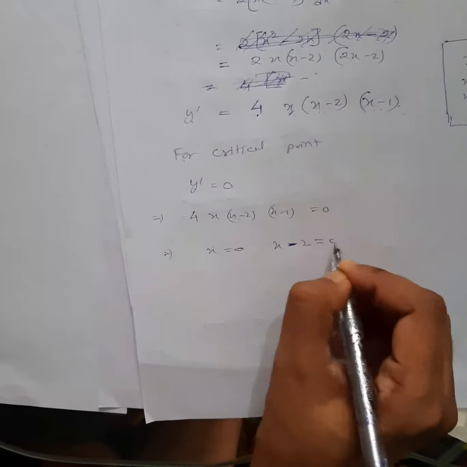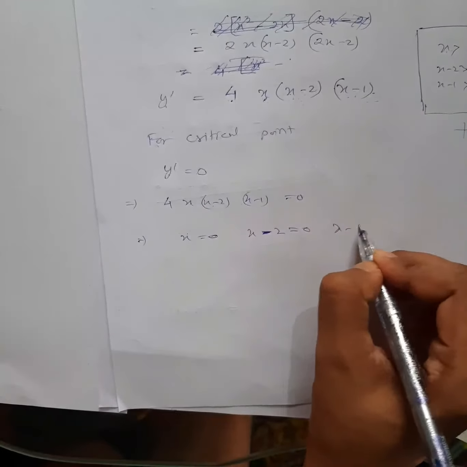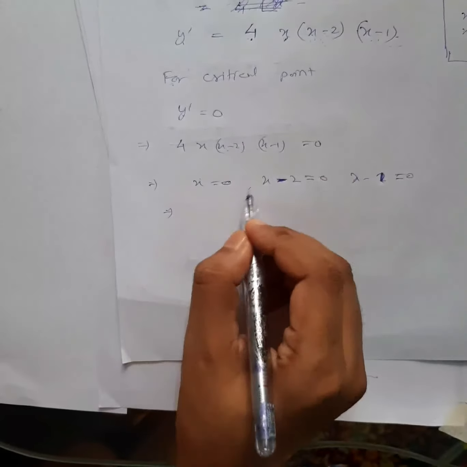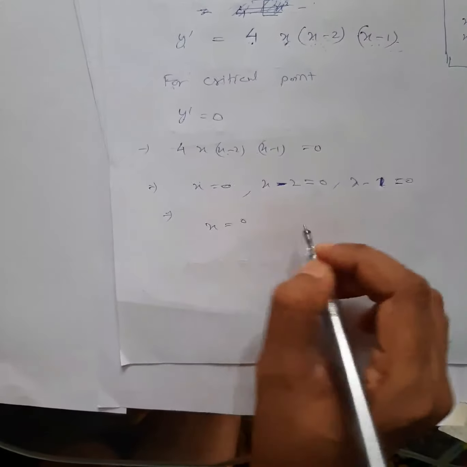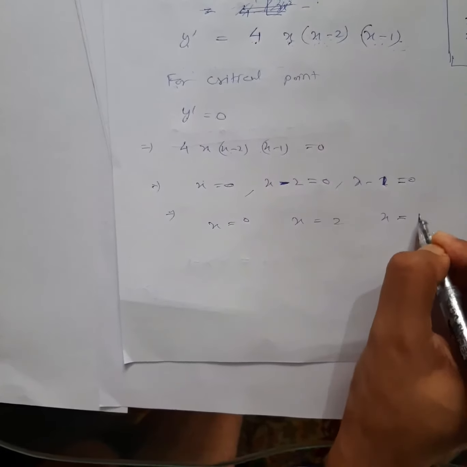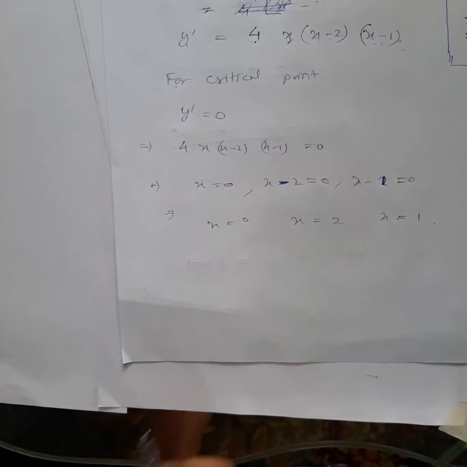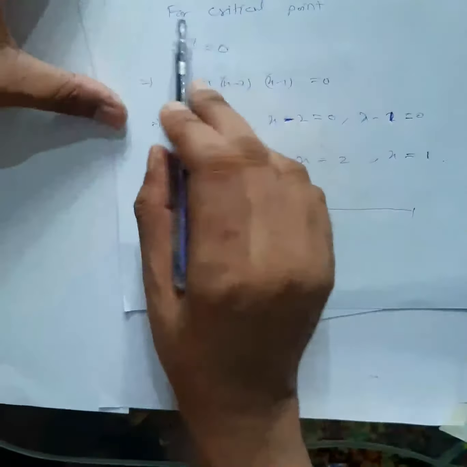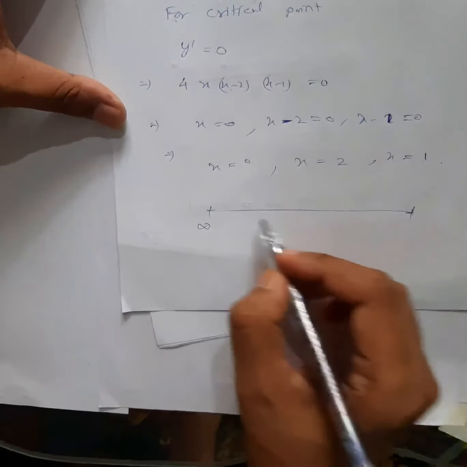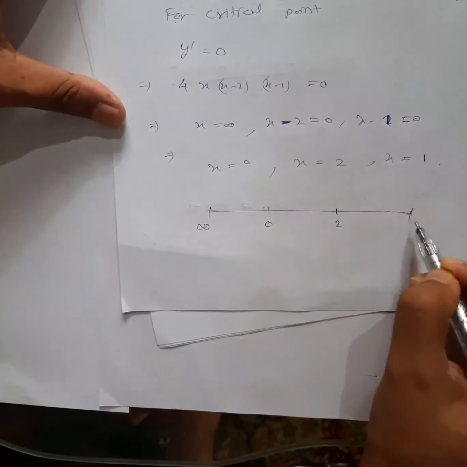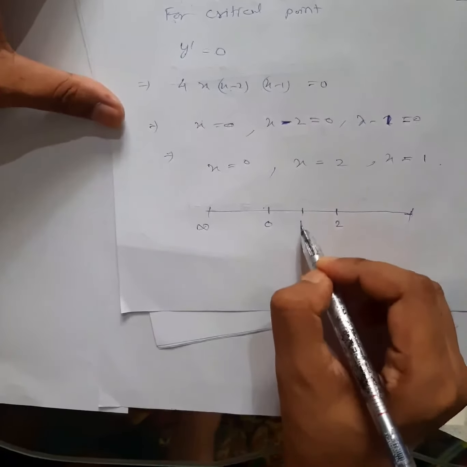Let me write down everything first. x minus 2 equal to 0, x minus 1, sorry, equal to 0. So from this, what will you get? x equal to 0 you will get as a critical point, x equal to 2 you will get, x equal to 1 you will get. So these 3 critical points we got. Now we will draw a number line to find out where the graph will be increasing. I have to find that interval only, meaning the value of x only, where it will be increasing. That's it. This will be 1.